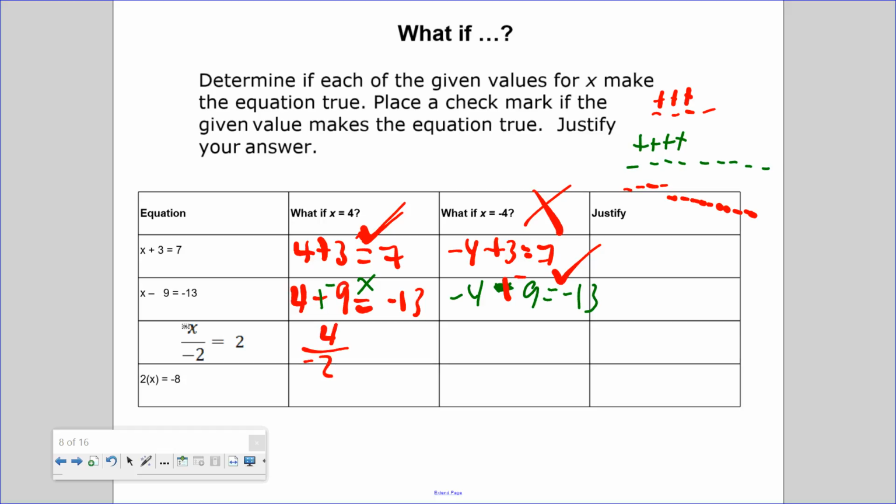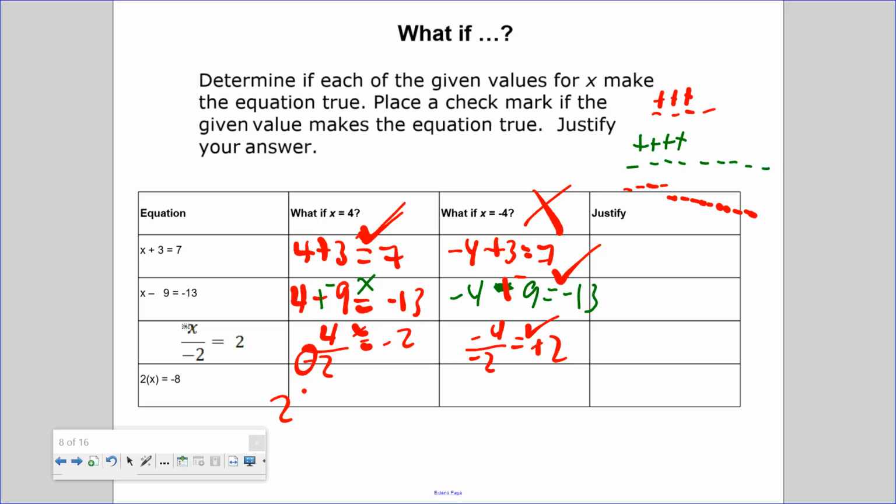Next one. Replace or substitute the x by negative 2. If you have 4, what's 4 divided by 2? 2. This means do the opposite. The opposite is negative 2. That is not x. What about negative 4 divided by negative 2? 4 divided by 2 is 2. Opposite of negative is positive. So check mark. 2 negatives cancel out when you're dividing or multiplying.